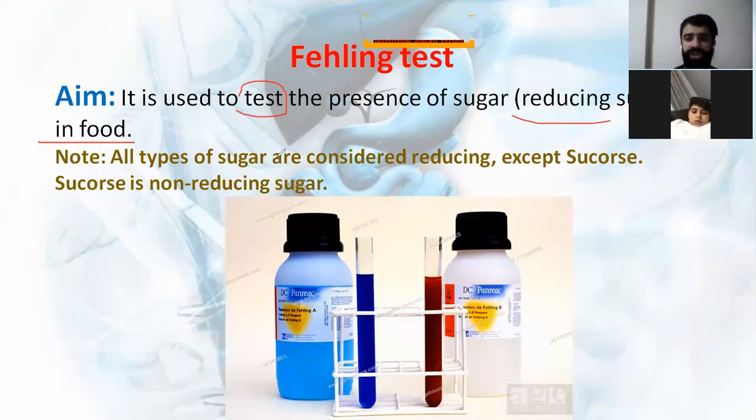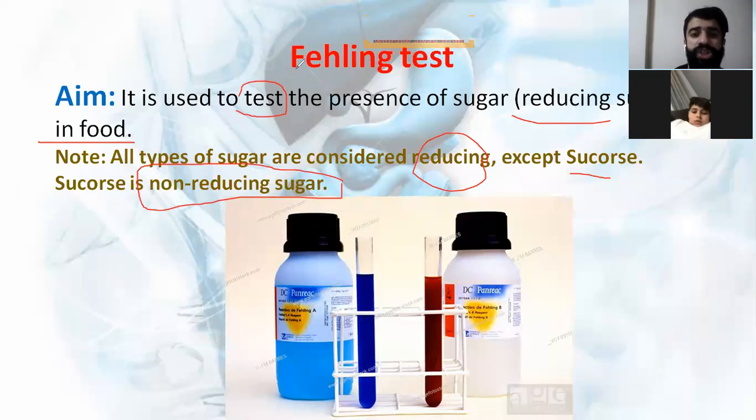All types of sugars are reducing except for sucrose, which is a non-reducing one. So we aim to test the different types of sugar by the test called the Fehling test: all the reducing sugars, all the sugars except for sucrose, which is non-reducing. So you have to pay attention to this.